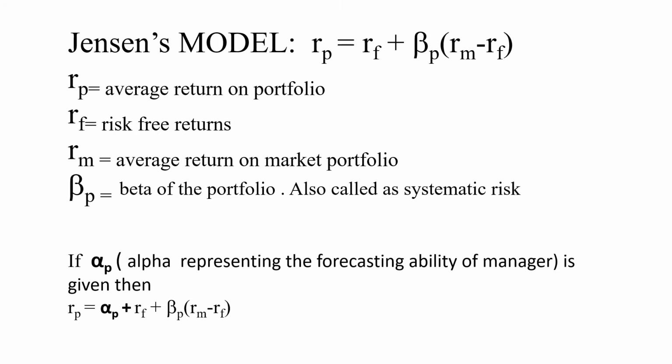Next one, we have the Jensen's model. Jensen's model has a little bit of a variation. So you are finding out the return of the portfolio. You have the beta of the portfolio, which is otherwise called the systematic risk. Then you have the average return on the market portfolio. This is the market portfolio return. And this is the actual portfolio return minus the risk-free return. There is one small variation.